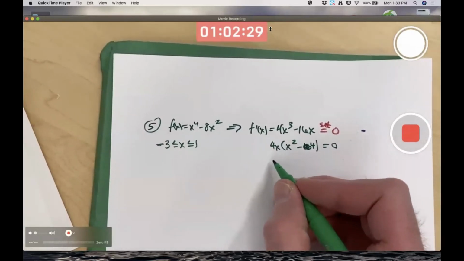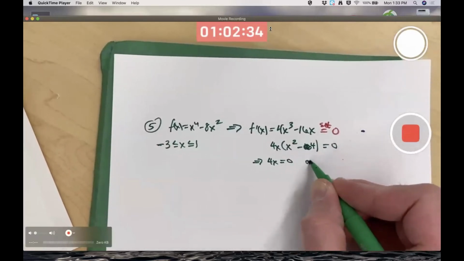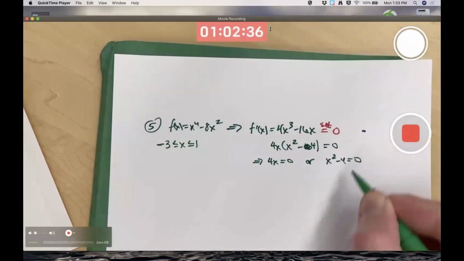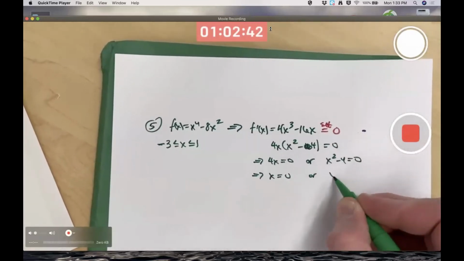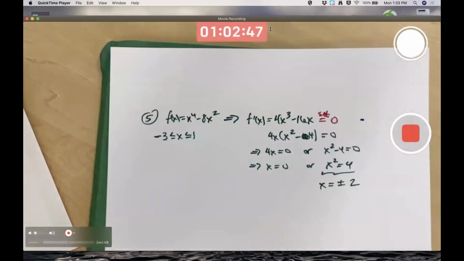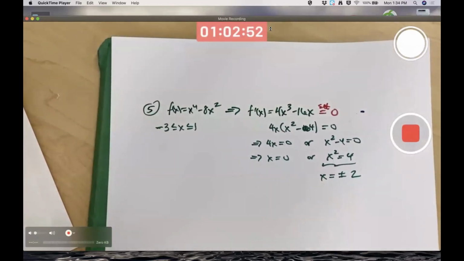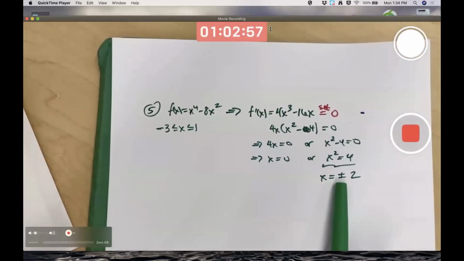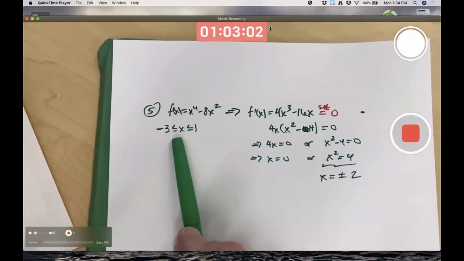So that means 4x equals 0 or x squared minus 4 equals 0, which means x equals 0 or x squared equals 4, and this means x is plus or minus 2. This fourth degree polynomial has 3 critical points: 0 and plus or minus 2. However, only 2 of those are in this interval: 0 and -2, not +2.